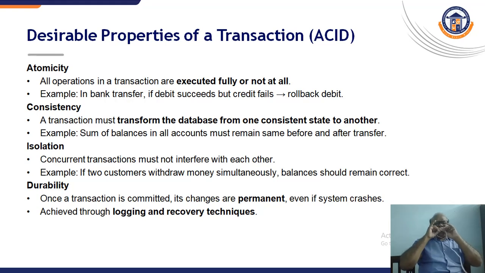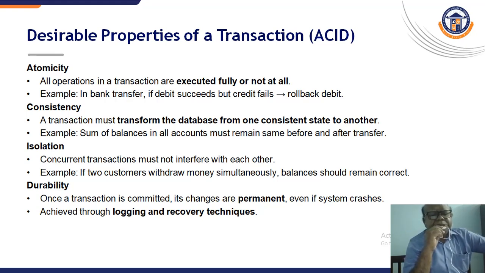Some of the desirable properties of transactions: ACID. Atomicity: all operations in a transaction are executed fully or not at all. Example, in a bank transfer, if debit succeeds but credit fails, roll back the debit. So this is the important thing. You are debiting some account and you are transferring the money. Think that a failure occurs and the money is not credited, so immediately you have to roll back the debit operation so that the original state will be maintained, otherwise it will be inconsistent.